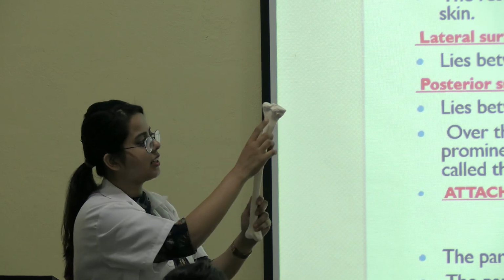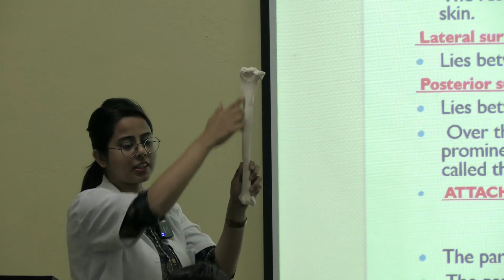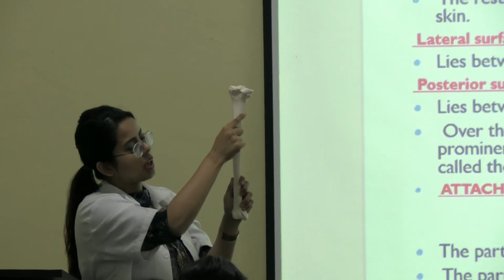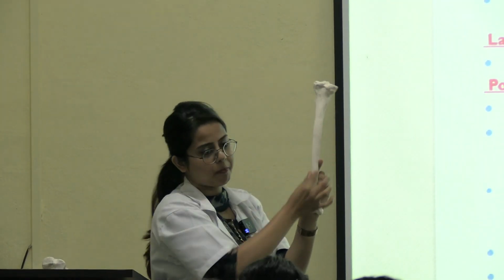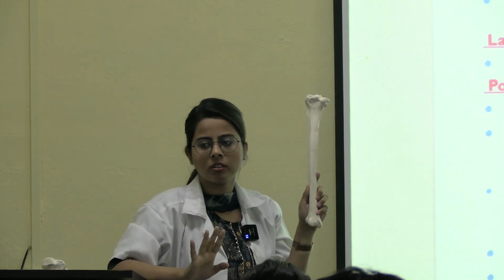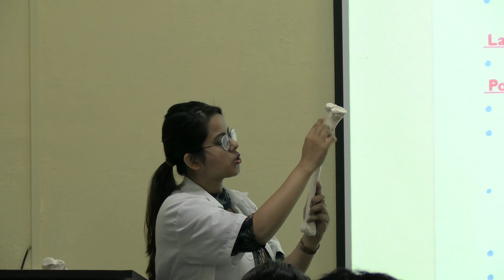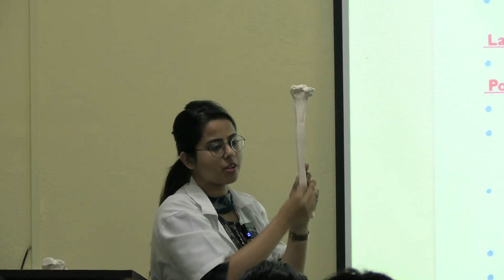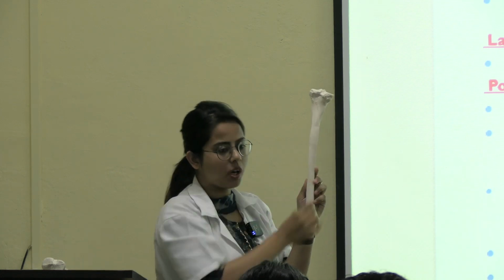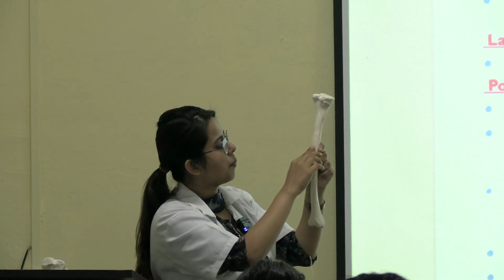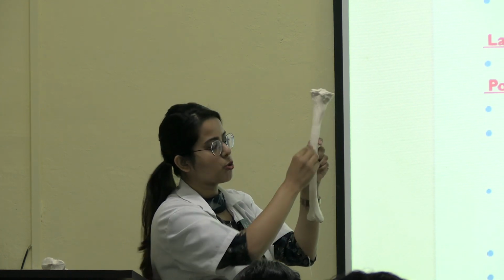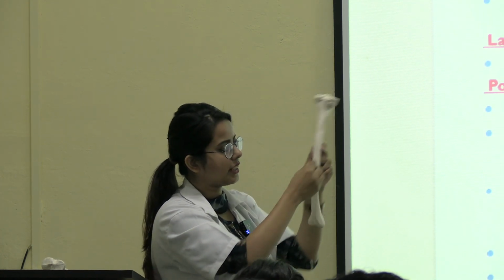So you can see that this soleal line is dividing the posterior surface into two parts. This upper triangular part and this lower part. Clear? Everyone? Okay. So this soleal line is dividing the posterior surface of the tibia into two parts. Upper triangular part and lower part. Okay. In the lower part, it will have another faint ridge which will divide the posterior surface again into lateral part and medial part.